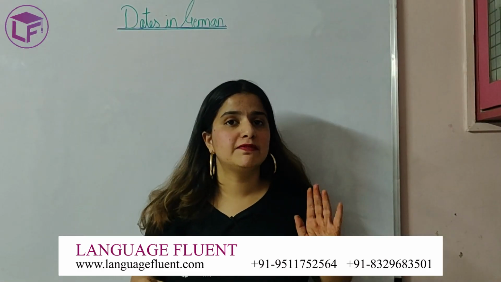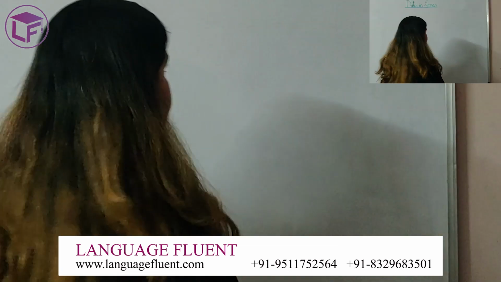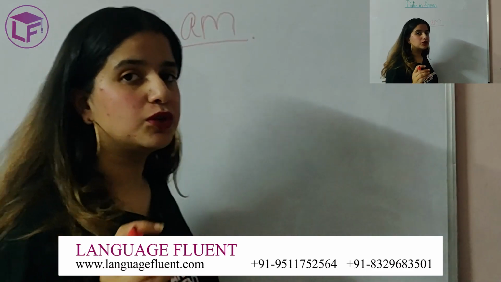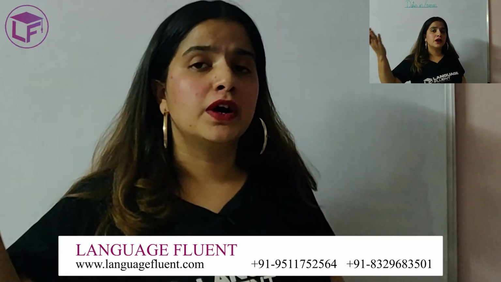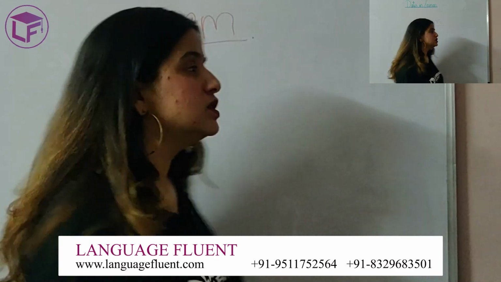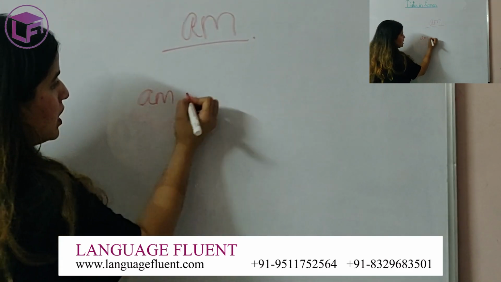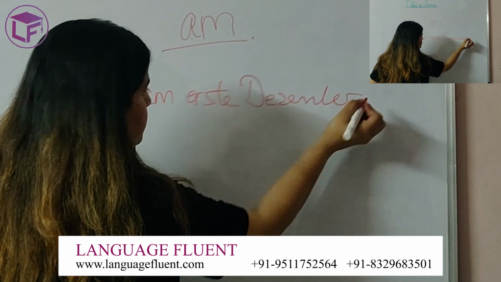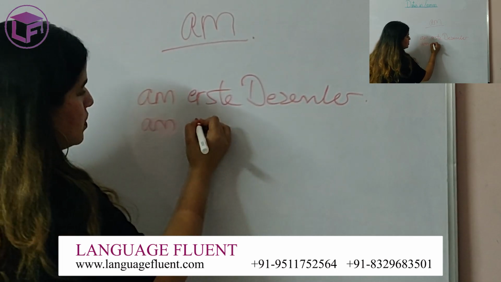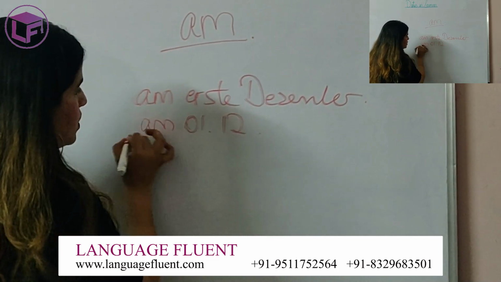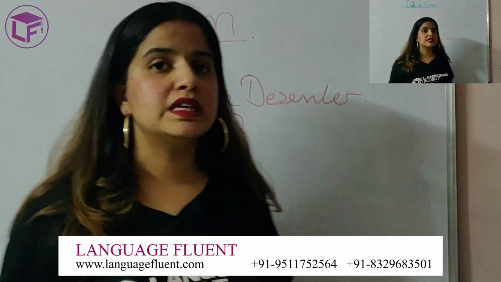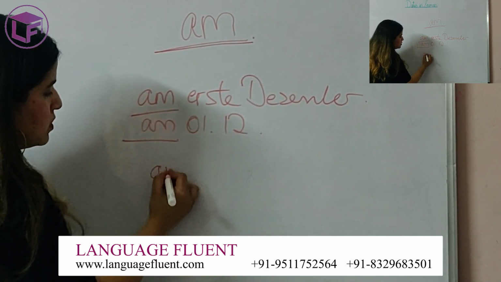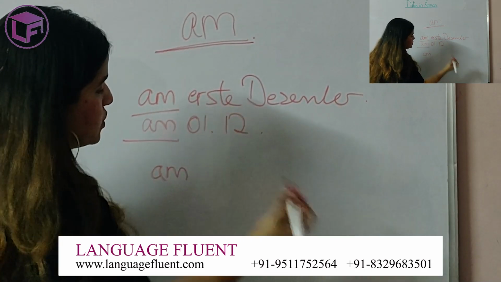Now let's look at the preposition that we use before saying the date. The preposition that we use before saying the date is am. So if I want to say on 1st December, I will say am. So the preposition that I use is am. For example, am 27. Oktober.